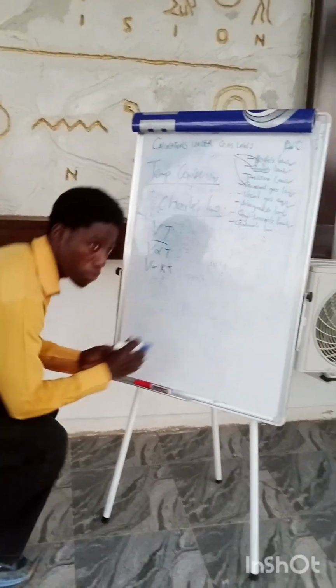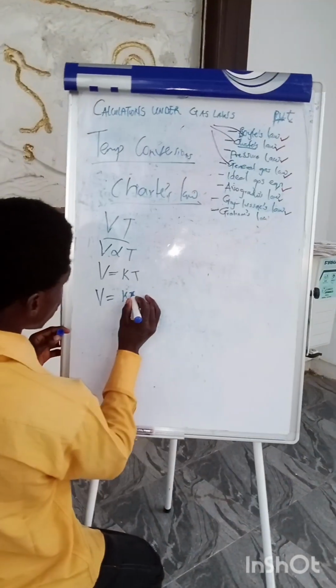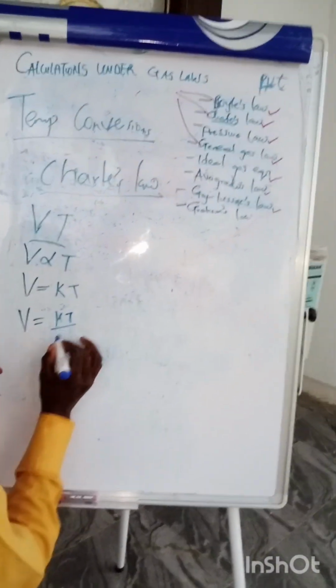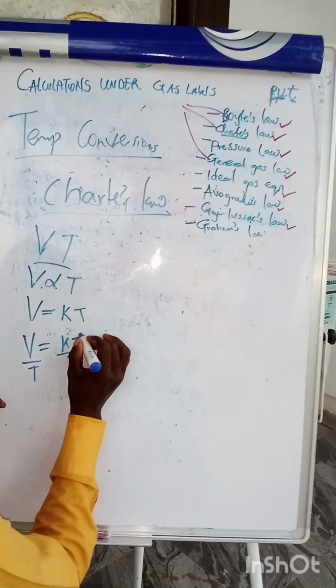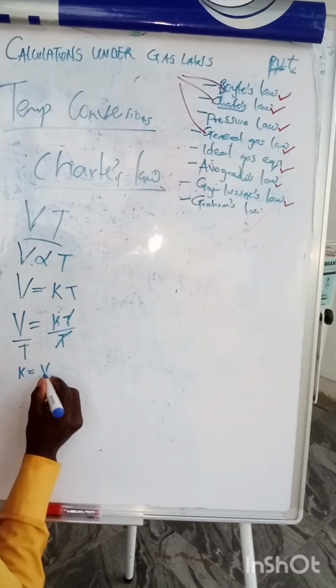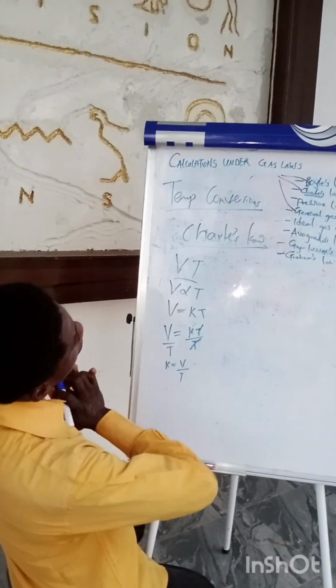So now let's divide. So V equals KT, so you divide by the coefficient of T. Are you guys getting this thing? It means that our K is equals to V over T. So that's that under Charles law.